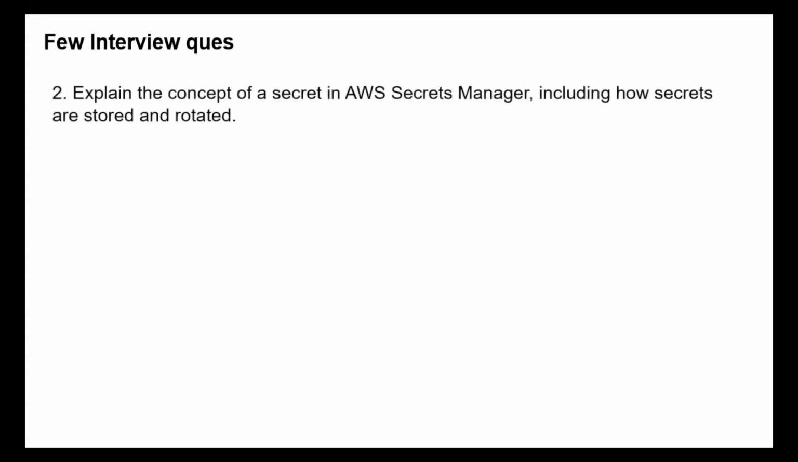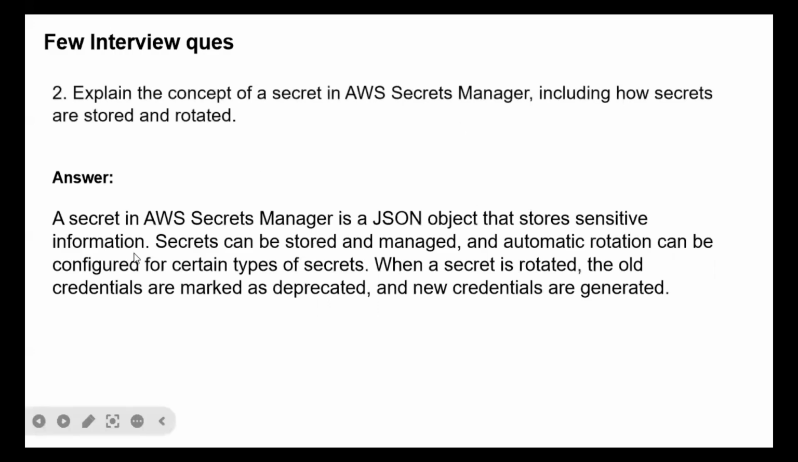So the second question they might ask you is, what is the concept of secrets, and how are the secrets typically stored in the Secrets Manager, right? In what format? So this will be the answer. A secret in Secrets Manager is stored as a JSON object. Okay, and the secrets can be stored and managed. Automatic rotation can be configured for certain types of secrets, right? So the key here is any secret is stored as a JSON object.